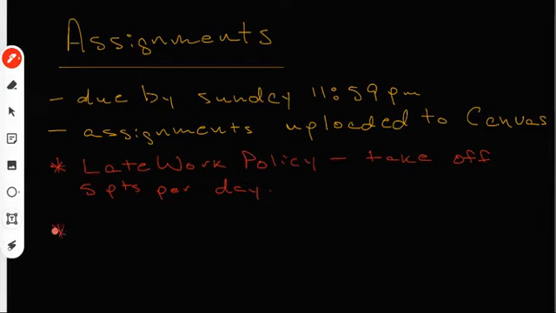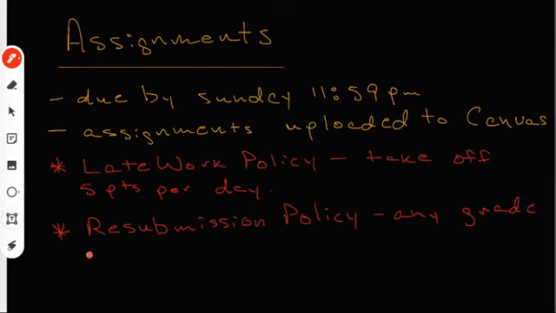Okay. The second policy that we need to talk about is the resubmission policy. Once I grade your classwork, and let's say you get a grade that's lower than you expected, you can actually redo the assignment and resubmit it for a higher grade. Any grade lower than a 100 can be resubmitted. As long as you're within the due date guidelines, you can resubmit a classwork, a quiz, or a test.